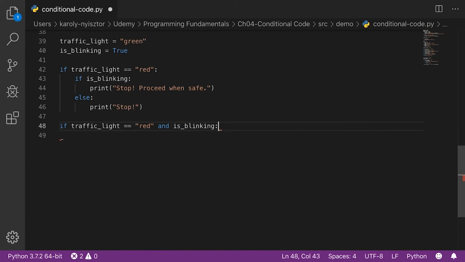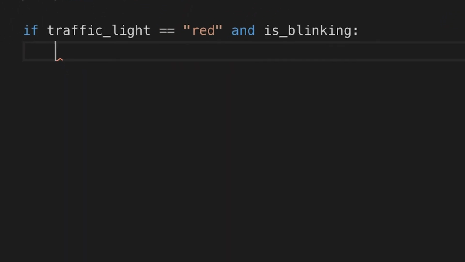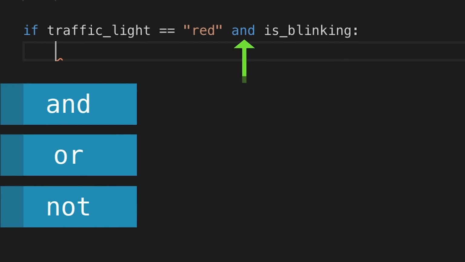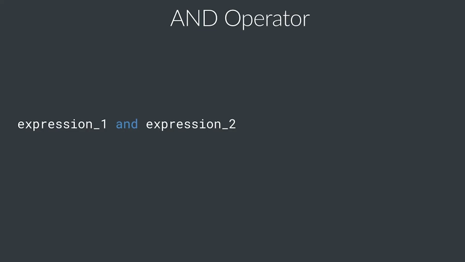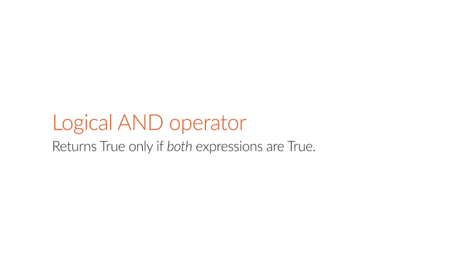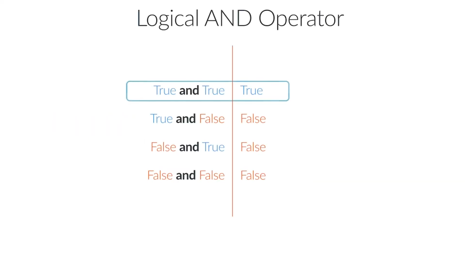Actually, we can do that. The statement above is completely valid Python code. The AND word is one of the 3 Boolean operators, also known as logical operators. The AND operator takes 2 expressions, and it returns true only if both expressions are true. Otherwise, it evaluates to false.